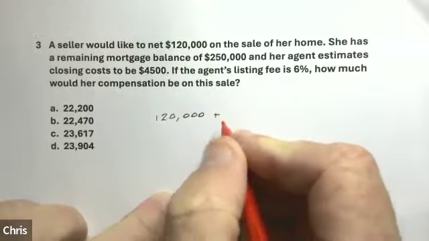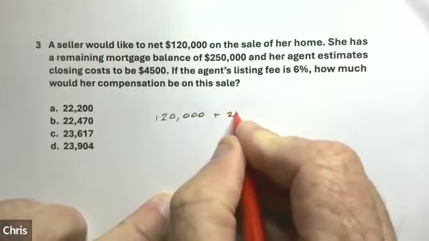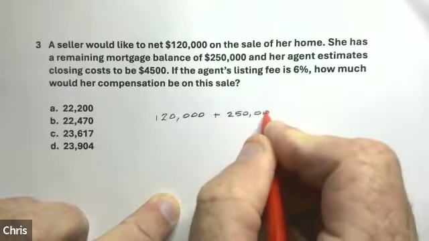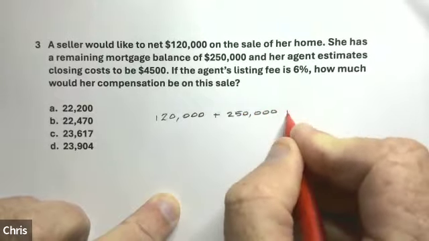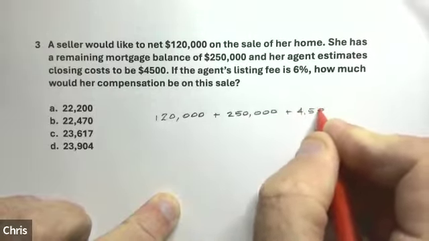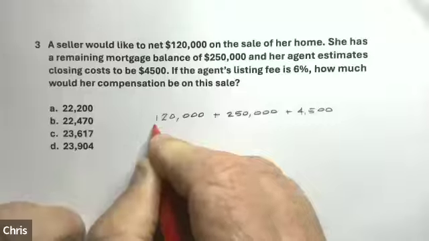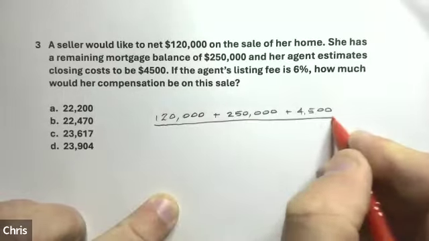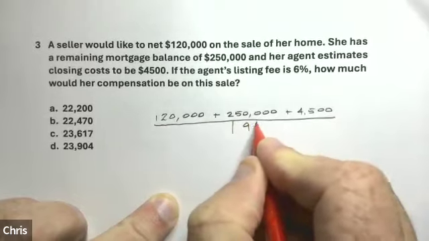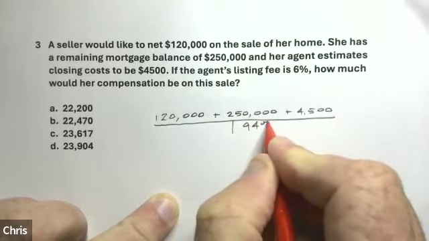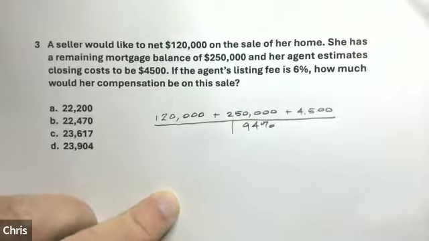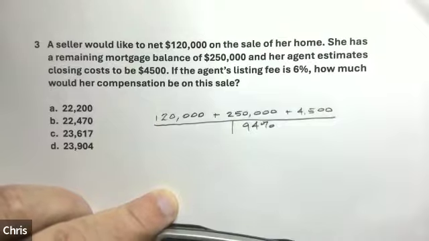Okay, to do that, she has to pay off her mortgage of $250,000. Okay. Her agent has estimated that her closing costs are going to be about $4,500. So we add that there as well. And then you remember, once you recognize it's a net to seller problem or net after commission problem, you invert the commission rate. So 6% becomes 94%. And then let's add the numbers at the top.